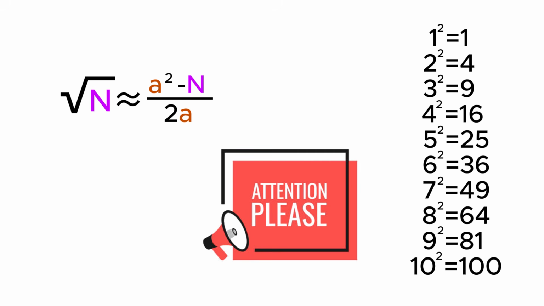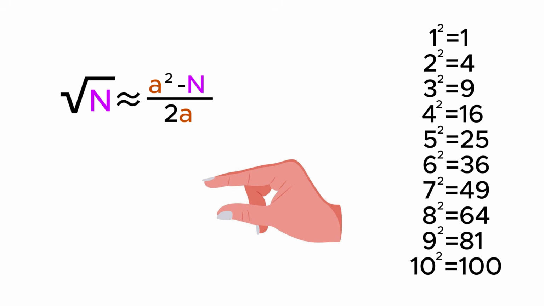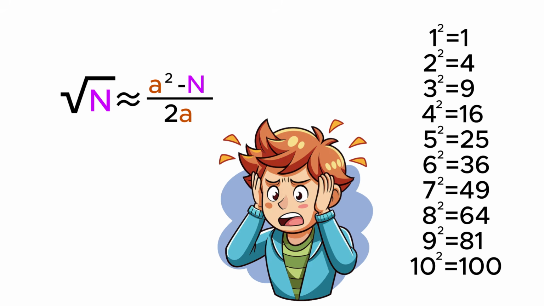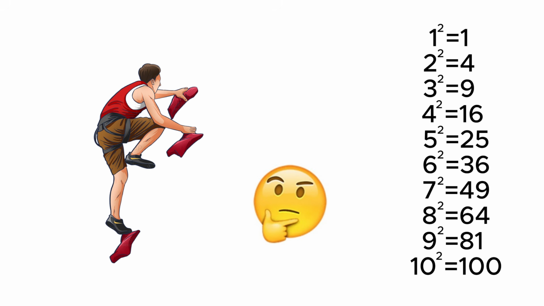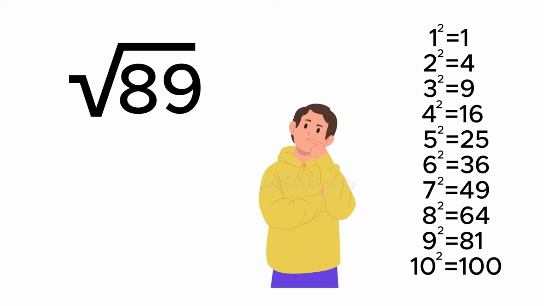It is also important to know that, despite getting a value which is extremely close to the correct answer, this system does get increasingly inaccurate as you move further away from a perfect square. Next, let us try solving something a bit more challenging using our method. Let's try to calculate the square root of 89.